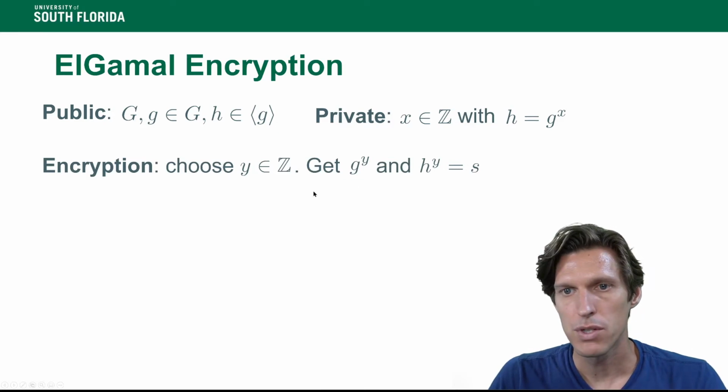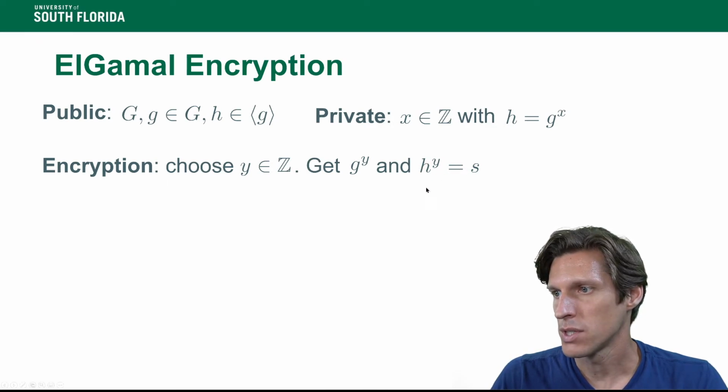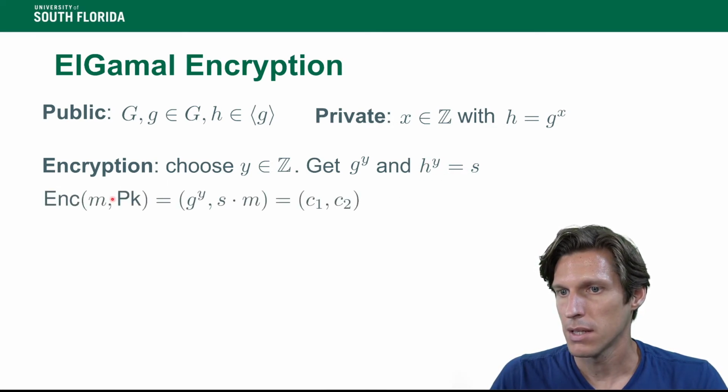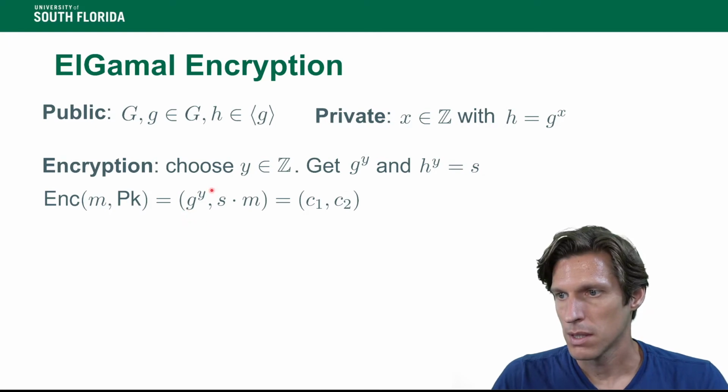And then the encryption: given a message, we first pick a random Y and we calculate G to the Y and H to the Y, which is S. And then the encryption is a vector with two coordinates. One of them is G to the Y that's been created, and the other one is S times M. So the S that is created multiplied by M. Because S will look random, we hope that S times M masks the message M.